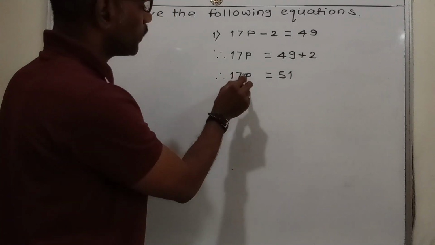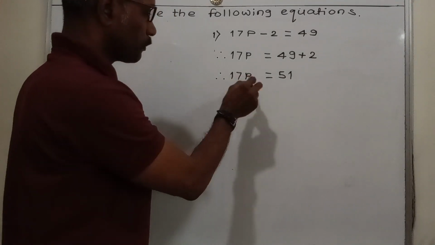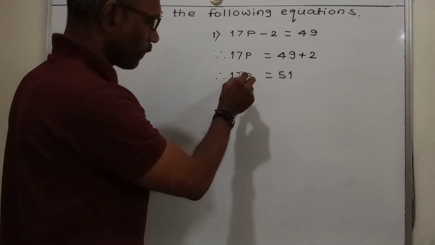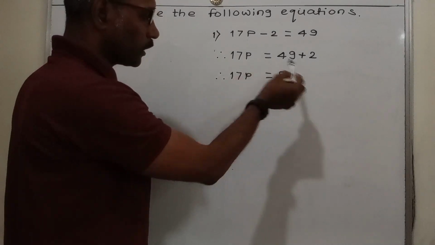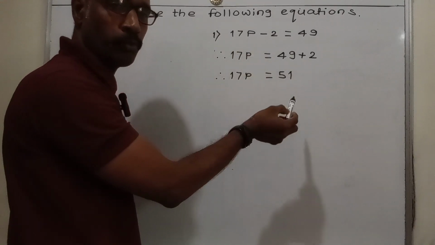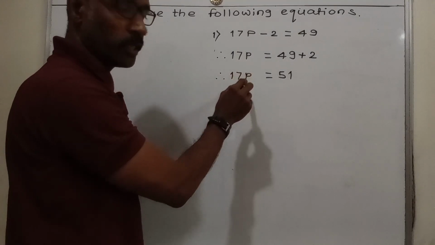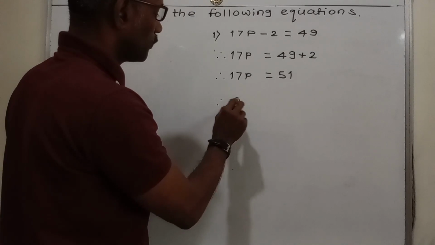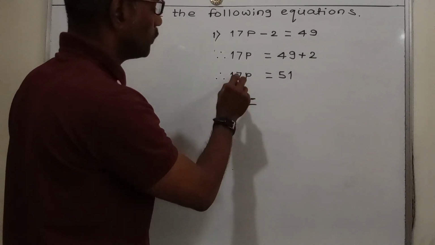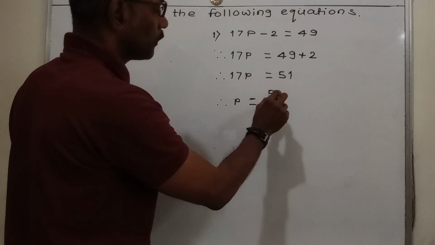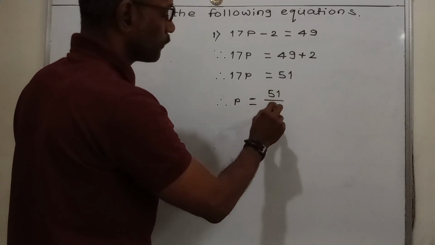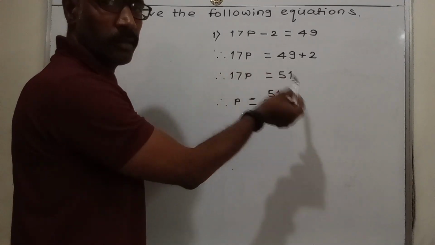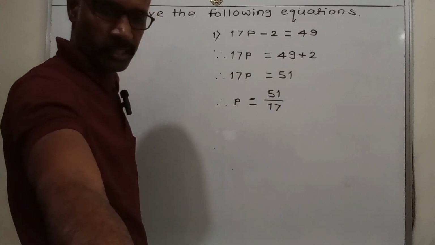51. Now here 17 into p means product, multiplication, and this 17 we take to the right side. When we take this 17 to the right side, then this 17 becomes the denominator. Here multiplication becomes division. Did you get it?